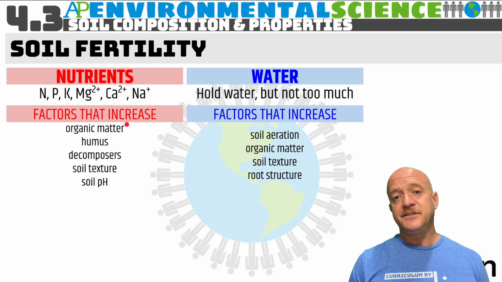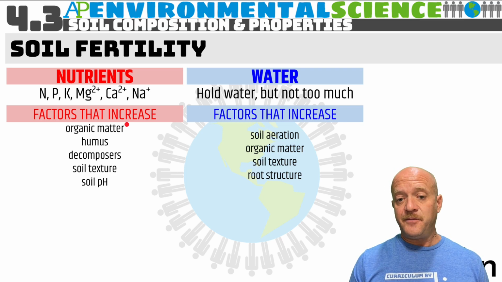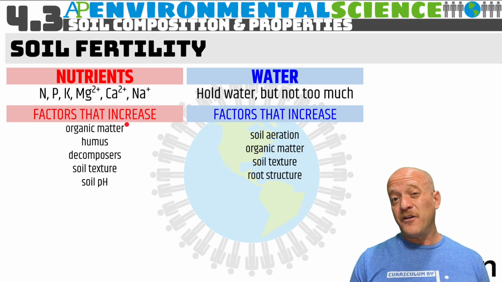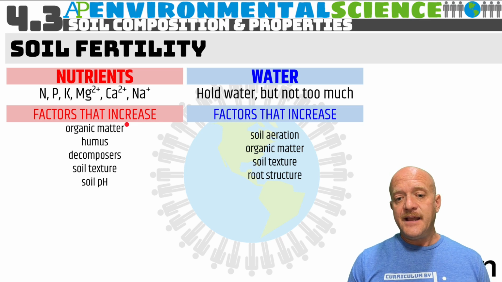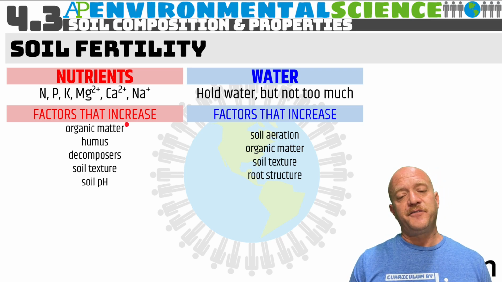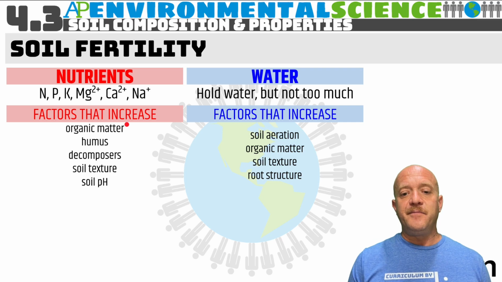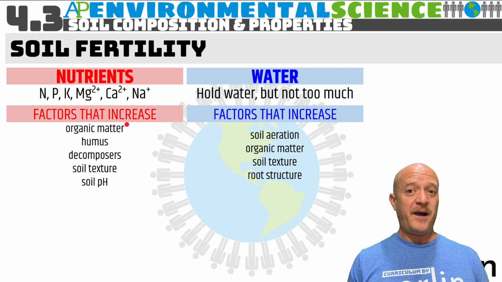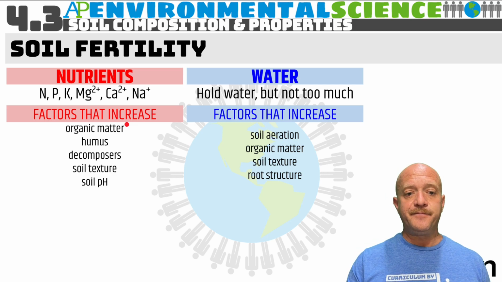Now, factors that are going to increase water holding capacity are going to be soil aeration. If air can get into the soil, then water can get in. Organic matter, because that will also attract the water to the organic material. Again, the soil texture. Sand will allow more water to flow through it, and clay will hold on to more water. And then the root structure. So if the roots are penetrating the soil, that can also help to aerate the soil, make little air pockets in there that water can get in.